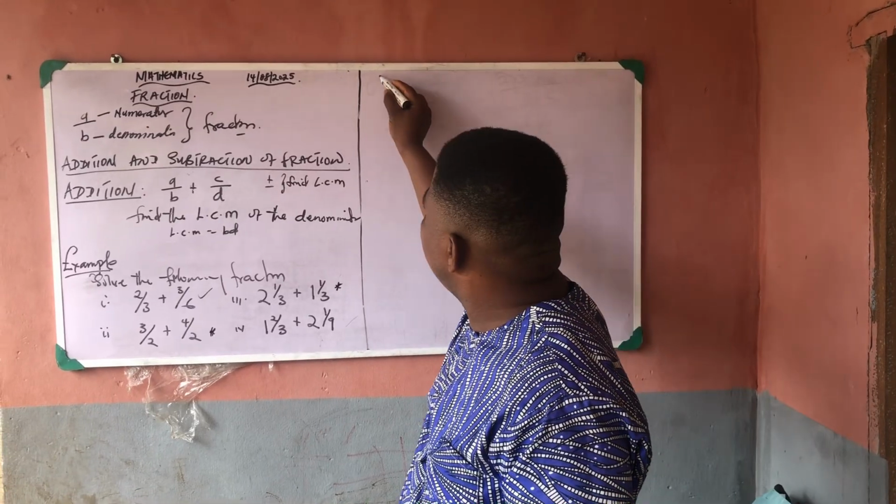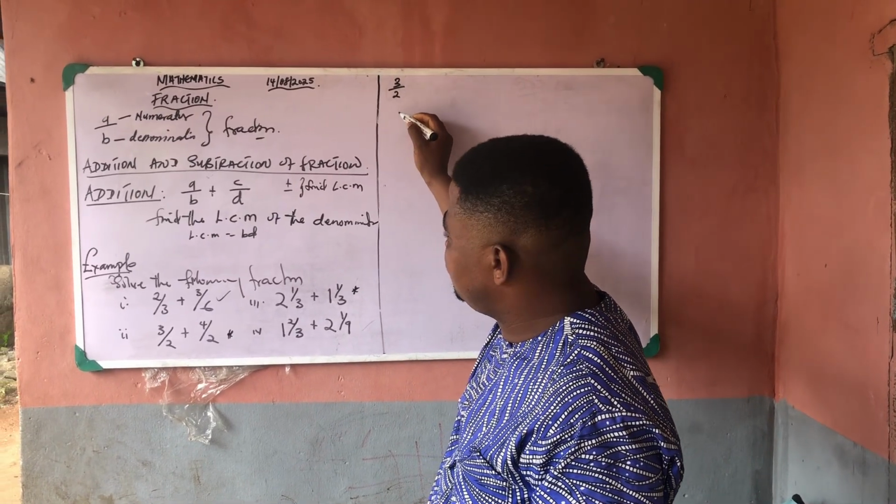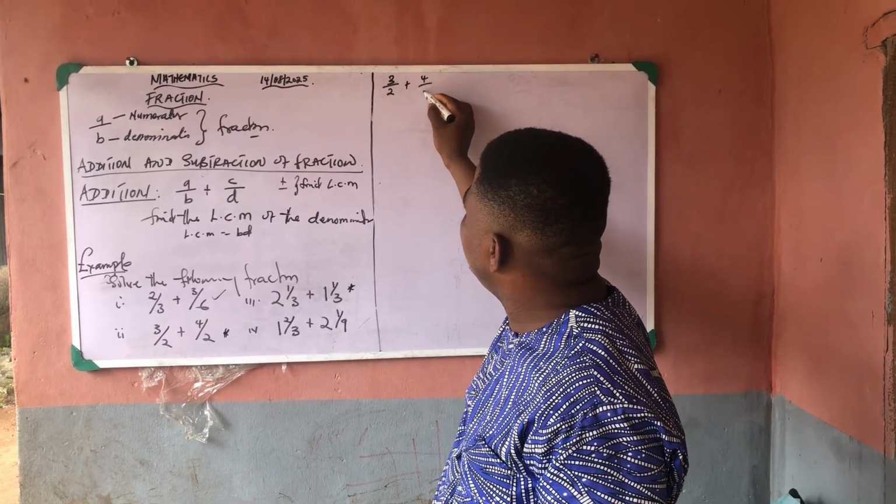All right, we have 3 over 2 plus 4 over 2.